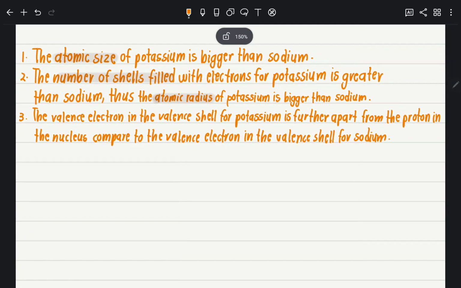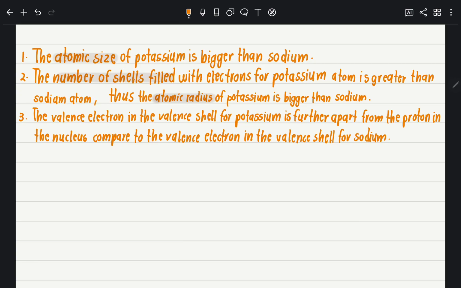Okay, but one thing is, remember wherever we talk about electrons, we should talk about the atoms, betul tak? So the second one is the number of shells filled with electron for potassium atom is greater than sodium atom. Dia kena macam tu. I memang forget just now. Okay, for potassium atom is greater than sodium atom. Thus, the atomic radius for potassium is bigger than sodium.